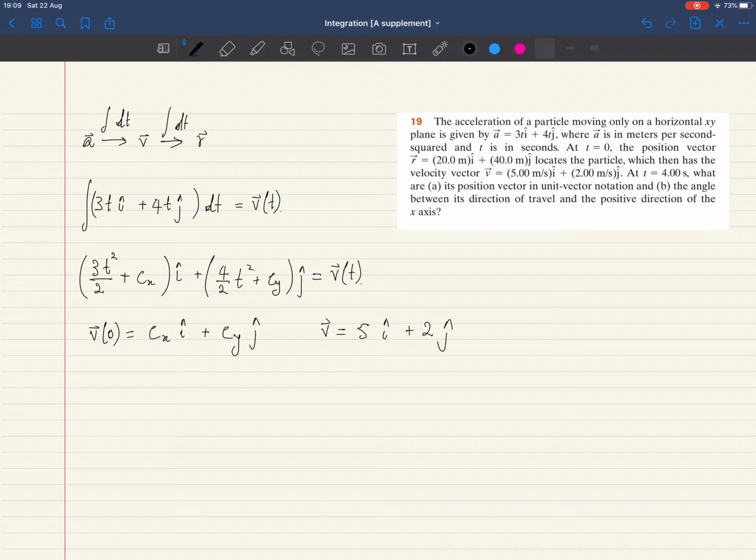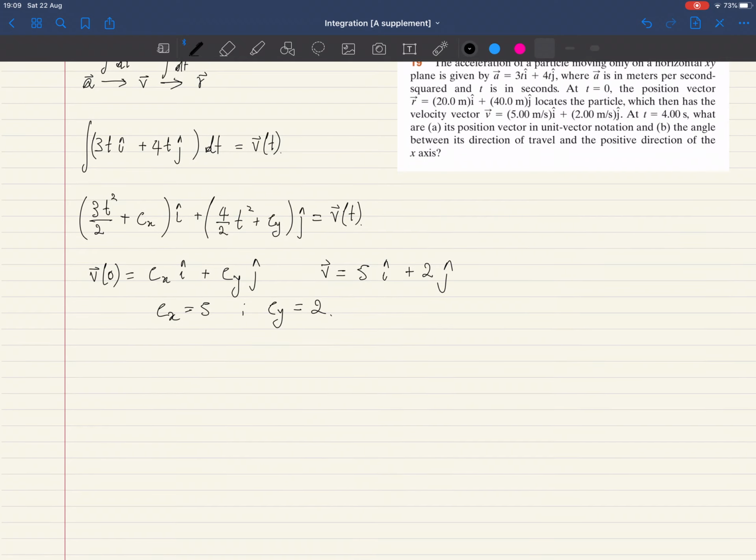That means now we can adjust our velocity vector, which we obtained over here, with this new information. So let me put down the information. We have that c x ought to be 5 and c y ought to be 2. What this means is that the velocity function we have here must be given by this, plus 5 i hat plus 2 t squared plus 2 j hat.